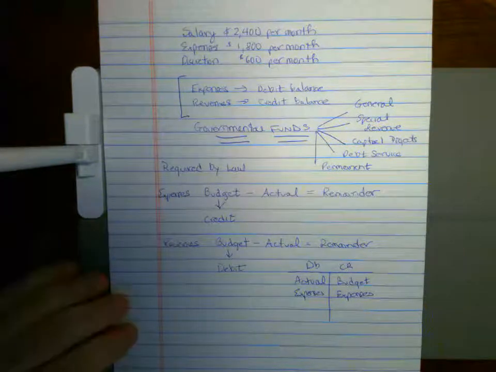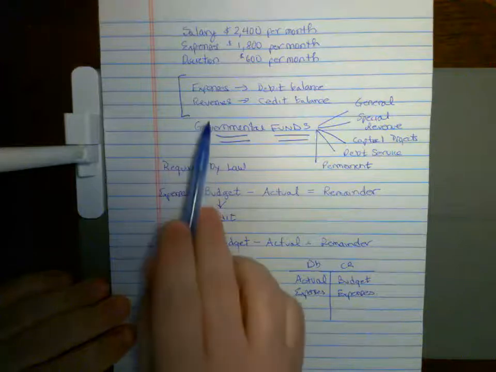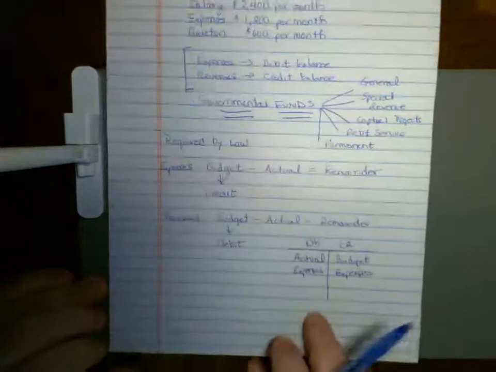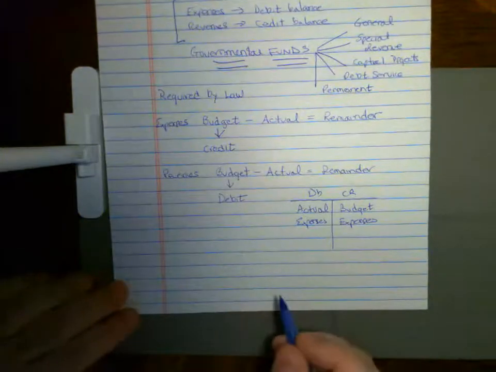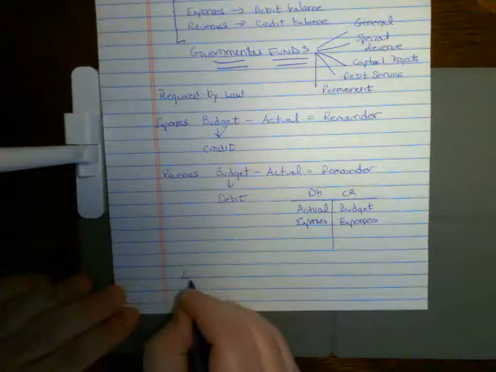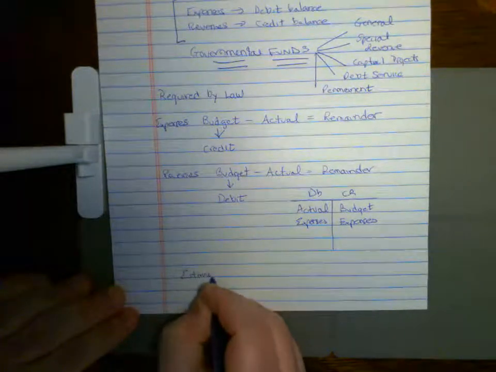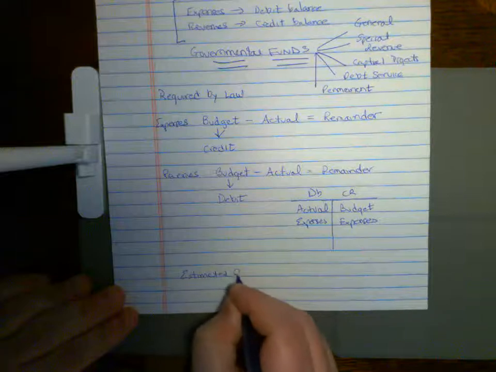And when we're dealing with revenues, typically what we're talking about with revenues is we just call them estimated revenues.